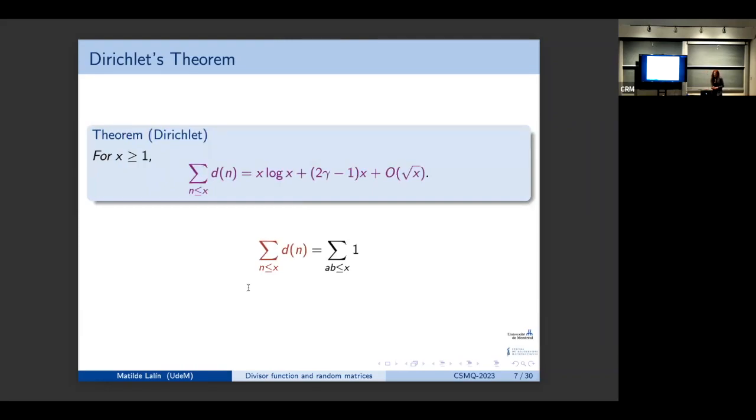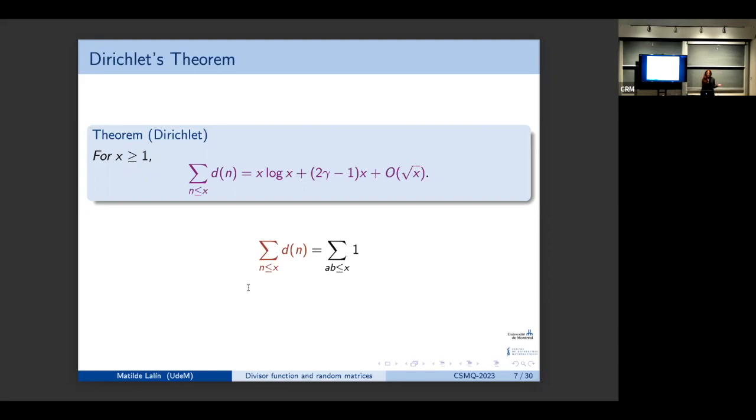So we want to estimate the sum of d(n) for n up to x. One way of doing this is to think of d(n) as the number of ways of writing n as a product of a times b, and the order matters here. Because d(n) is counting the number of divisors, it counts the number of possible a's, and b is given by whatever you need to reach n. And so summing for all n up to x is the same as summing all the possible ordered products a, b that are less or equal than x, so just counting how many you have of those.